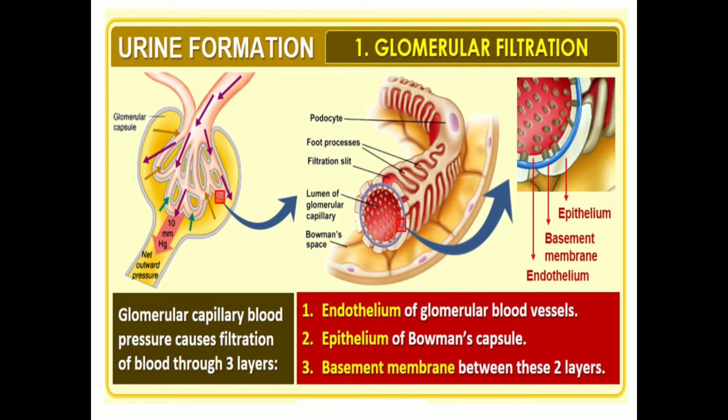On an average, 1100 to 1200 milliliters of blood is filtered by the kidneys per minute. The amount of the filtrate formed by the kidney per minute is called glomerular filtration rate, or GFR. It is approximately 125 milliliters per minute, or we can say 180 liters per day in a healthy individual.